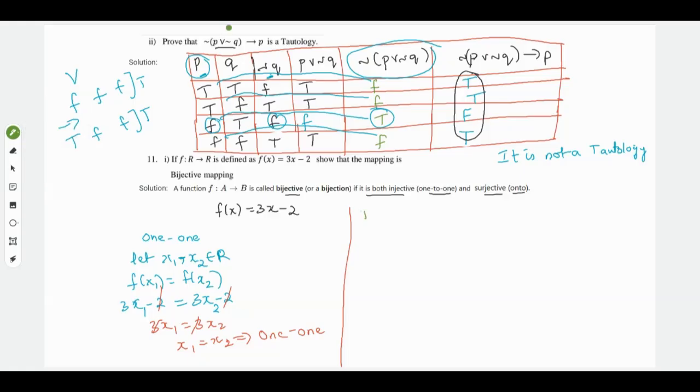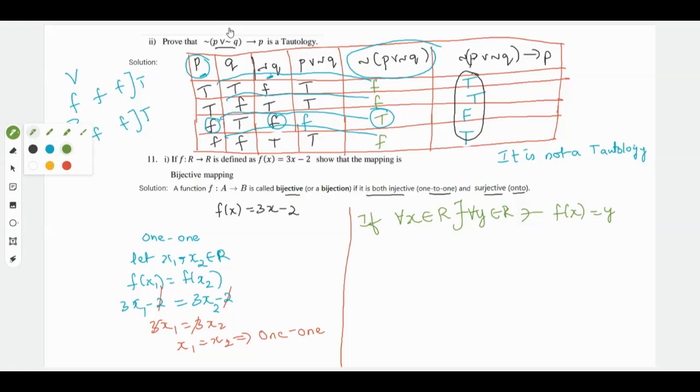For onto, we can write: for all x belongs to R, there exists y belongs to R, for all y belongs to R, such that f of x is equal to y.